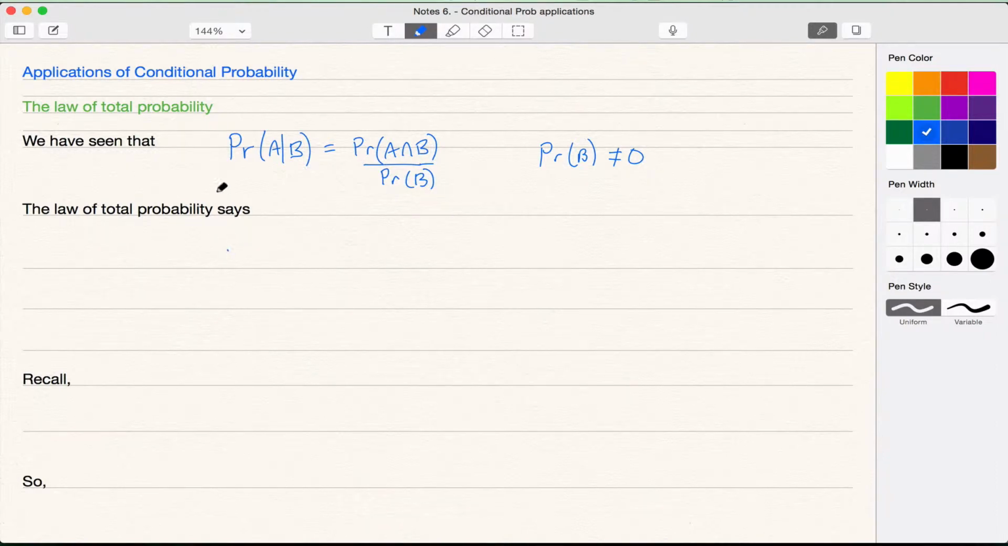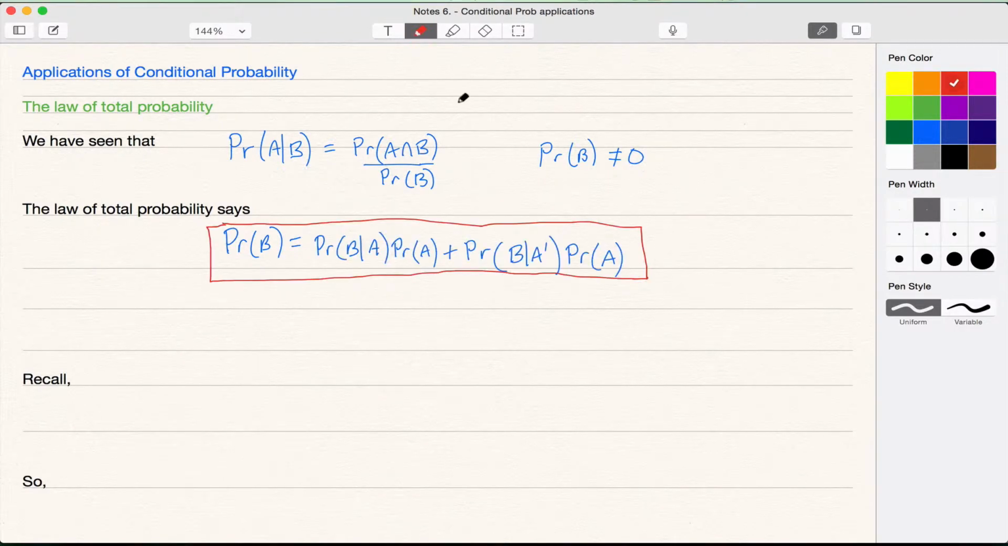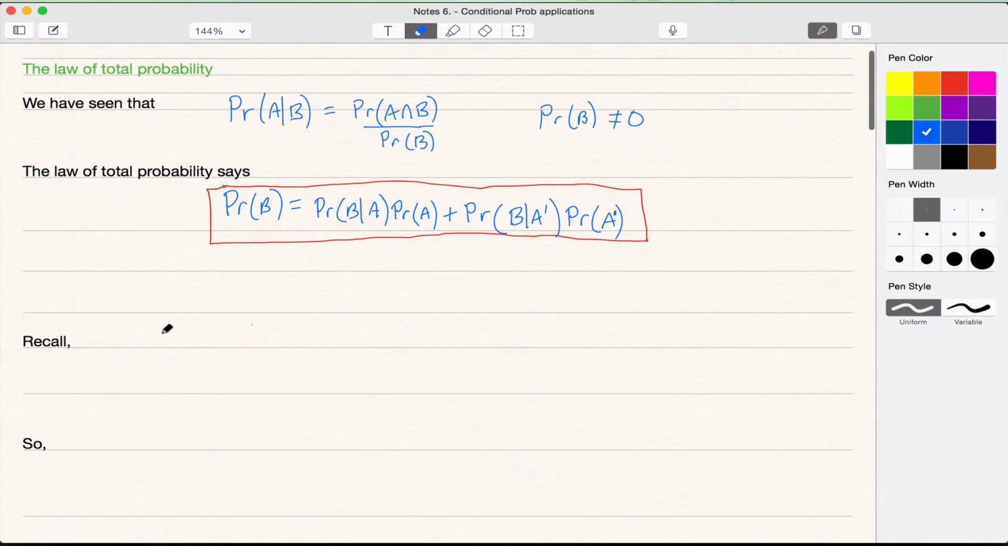Now the law of total probability says that the probability of B equals the probability of B given A times the probability of A plus the probability of B given A dash times the probability of A dash. Should be a dash in there. So you should recall from previously, because we're going to rearrange this one a little bit to make it into a more useful format for us.